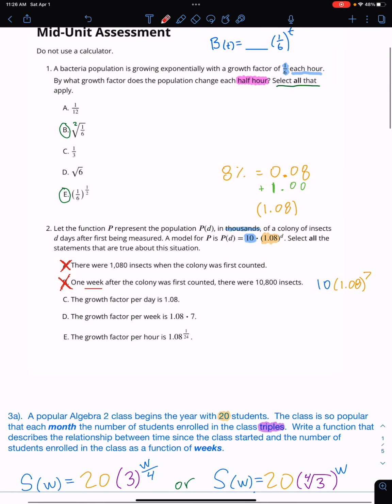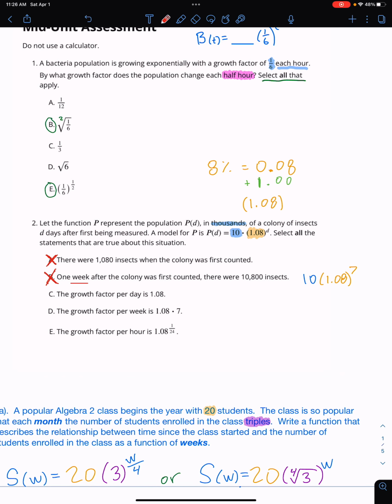So now you might think to yourself, how am I supposed to know that? I don't have a calculator. How am I supposed to calculate this?